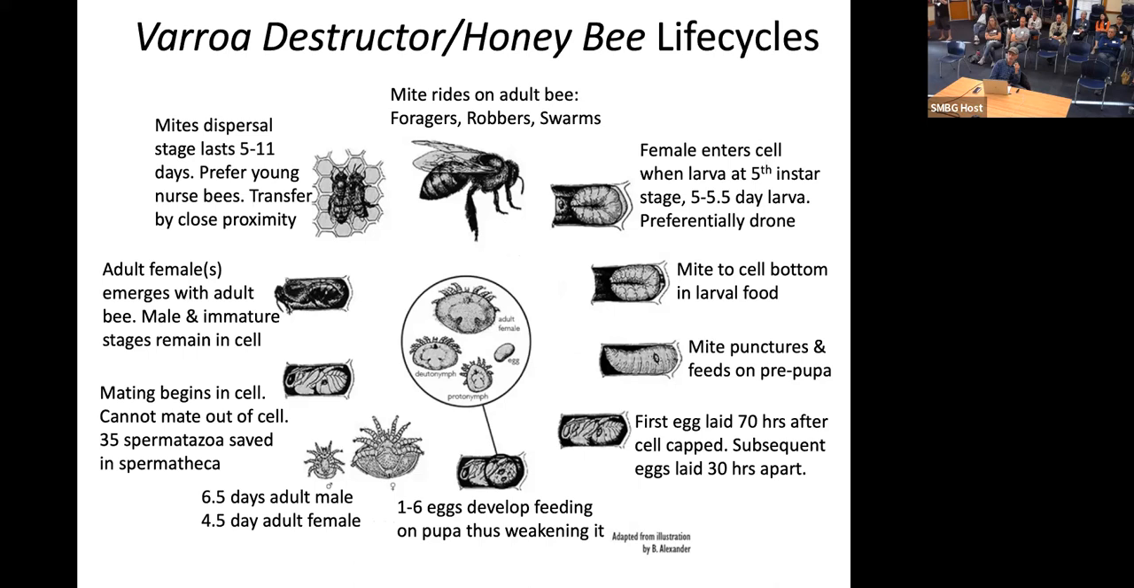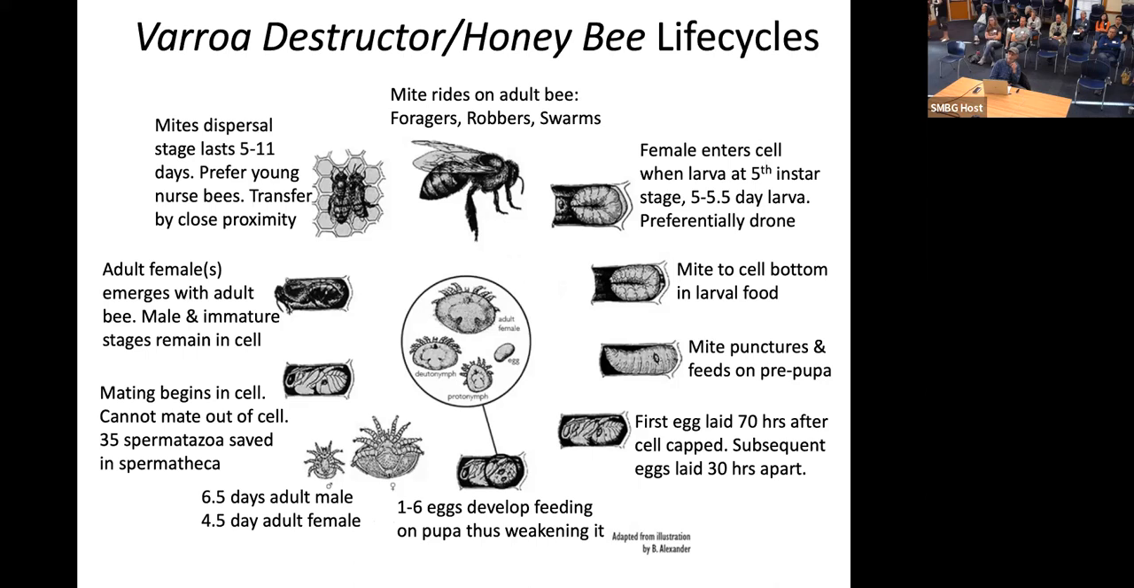Once the cell is capped over, she will come out of the brood food and puncture the larva at the sixth segment. Other places as well, but primarily in the sixth segment of development, and start feeding on the fat bodies of the larva. It also feeds on the fat bodies of the developing... I'm sorry. Once it's capped, it's a pupa. So first off it would be a larva, then prepupa, and finally a pupa.